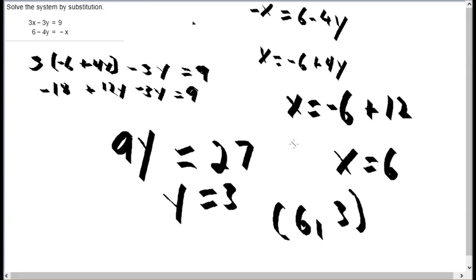And we can see that if we check, we have 6 minus 12 would be equal to negative 6. And 18 minus 9 is 9. So this is definitely the right point right there. I don't know why I made that line.